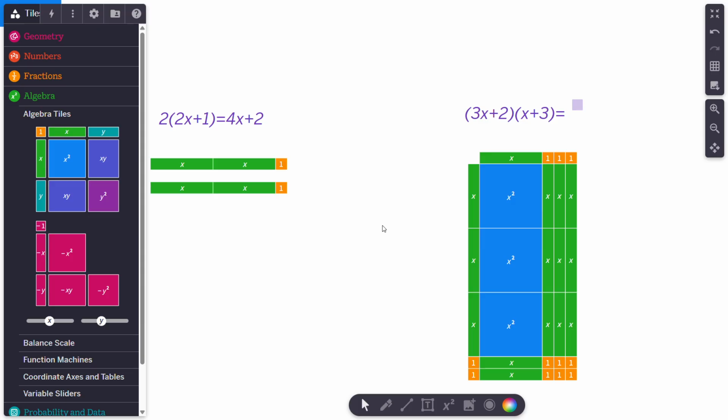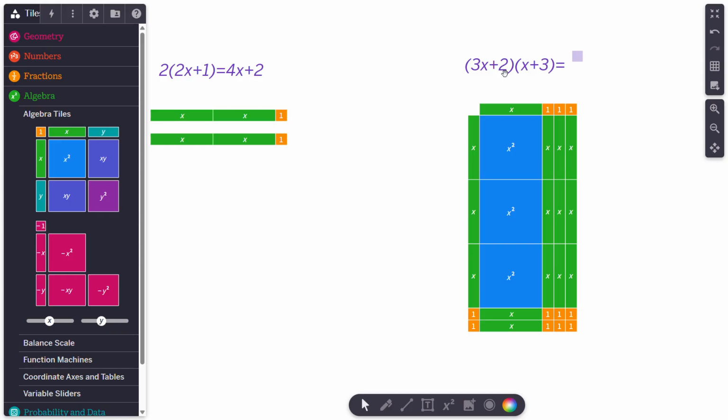Now we get to the fun ones. For this setup here, I made an array. You have 3x plus 2, which is represented by this column right here. Over here I have my 3x plus 2, and then on top here I have my x plus 3. You can see 1, 2, 3x, and then 2, and then 1x, and 3.